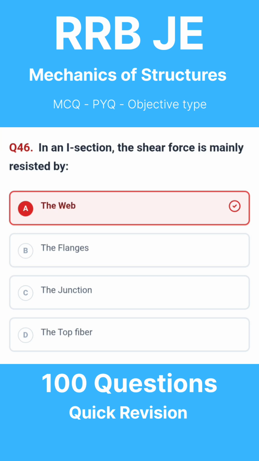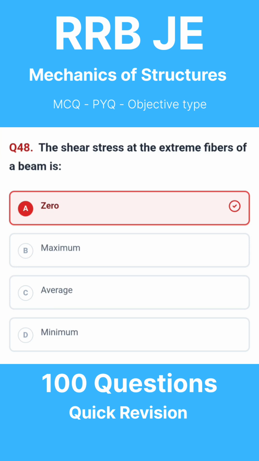Question 46. In an I section, the shear force is mainly resisted by. The correct answer is the web. Question 47. In an I section, the bending moment is mainly resisted by. The correct answer is the flanges. Question 48. The shear stress at the extreme fibers of a beam is. The correct answer is 0.